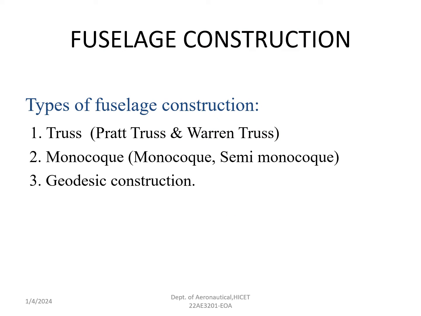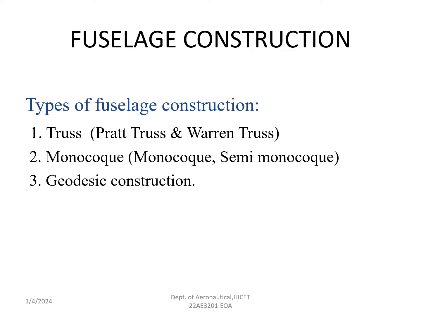Types of fuselage construction. The first is truss type. Truss type is classified into two, Pratt truss and Warren truss. These types of construction were used during the early periods, that means before World War and 20 years after World War.